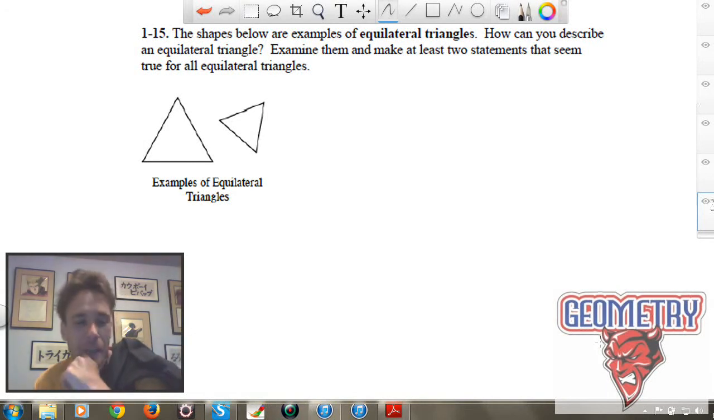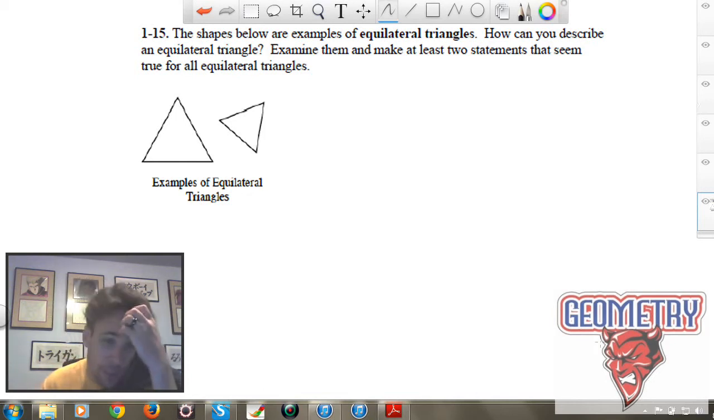Hello, we are now to question number 15 out of Unit 1 in Geometry. Here we're told the shapes below are examples of equilateral triangles, which is something we'll be working a lot with, obviously, in geometry. How can you describe an equilateral triangle, examine them, and make at least two statements that seem true for all equilateral triangles?